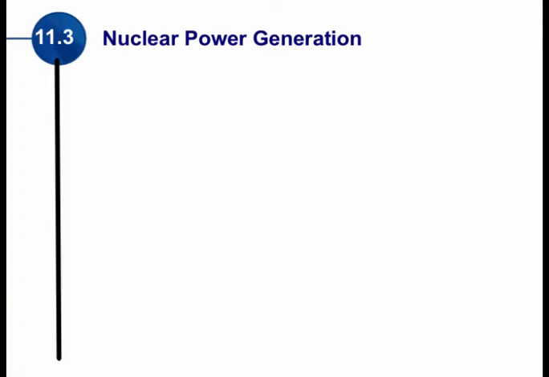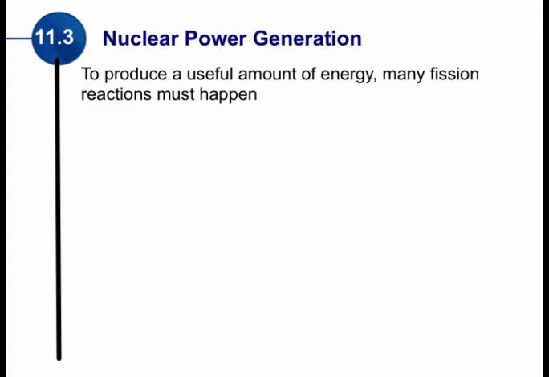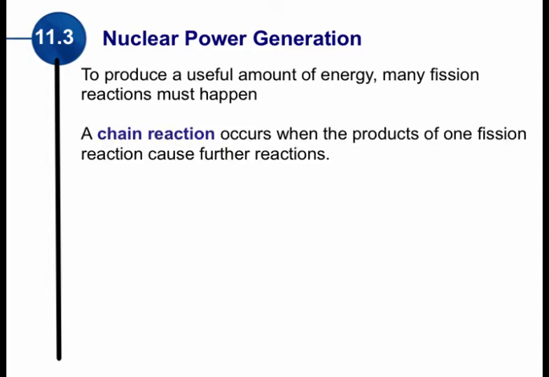Let's look at nuclear power generation. In order to utilize nuclear power to produce a useful amount of energy, many fission reactions have to occur. We can't just get the energy from one or two reactions, we need many fission reactions. And these fission reactions can occur, much like dominoes, one occurring then the next in a chain reaction. A chain reaction occurs when the products of one fission reaction cause further reactions. So we get something, and we get more reaction, etc., down the chain.